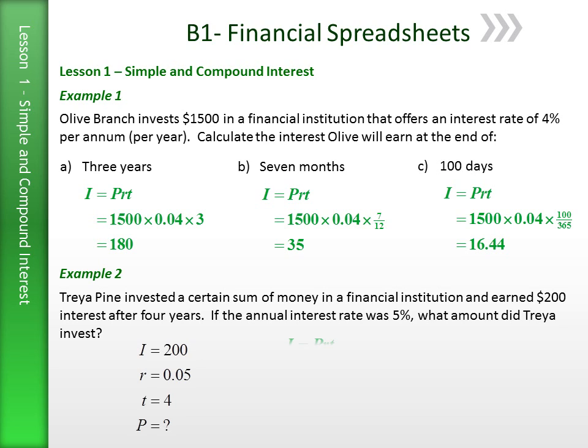So we go back to our equation. I equals PRT, and we fill in what we know. I is 200. The principal we don't know, so we'll just leave it as P. The rate is 0.05, and the time is 4. Now in order to solve that, we are trying to isolate the P, so we need to get rid of the 0.05 times 4, so we'll divide both sides by that. And we end up with 200 divided by 0.05 times 4. We put that in our calculator, and we'll get $1,000. So her initial principal would be $1,000.